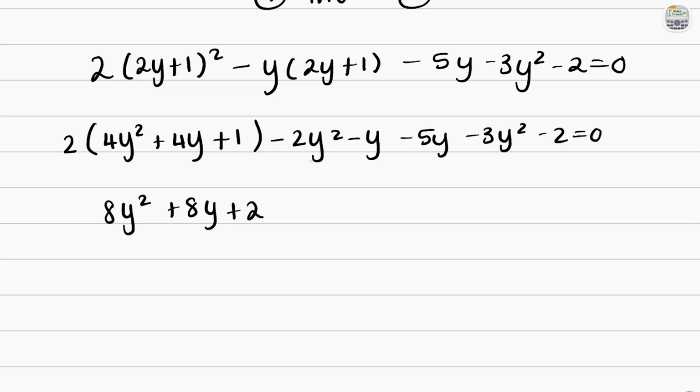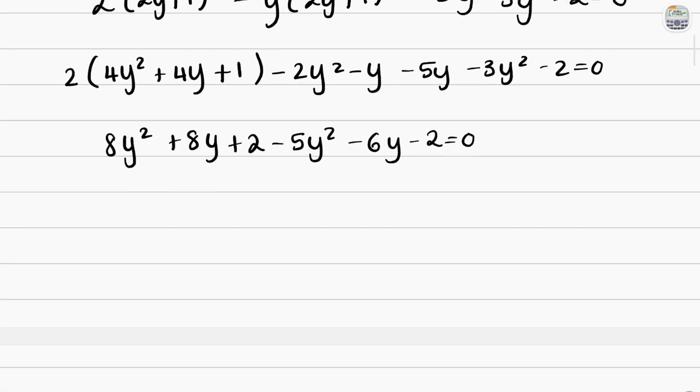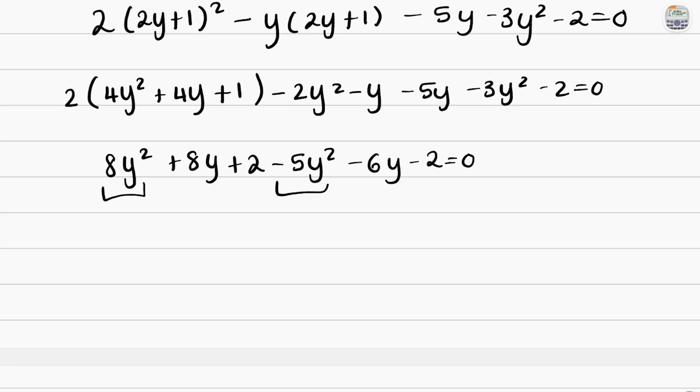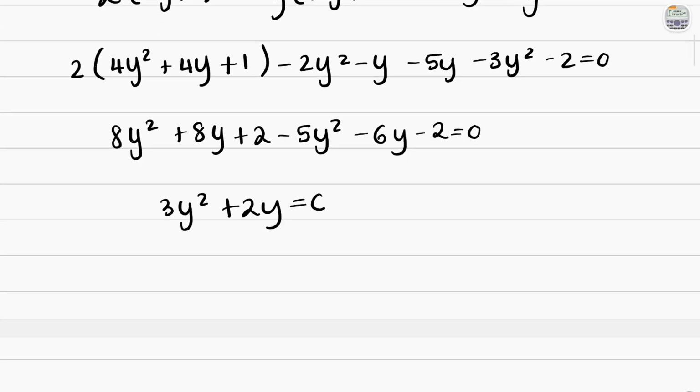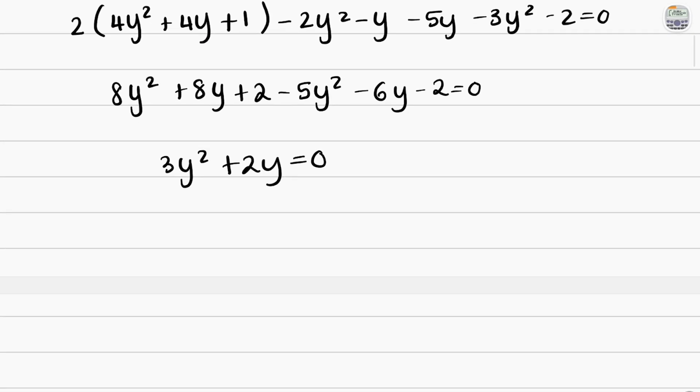And do we have any like terms here? Yes, we do. We have negative 2y squared and negative 3y squared. So that is minus 5y squared. And these two also like, so negative 6y and minus 2 is equal to 0. Okay, then these two simplify to 3y squared, and we have 8 minus 6, and that is 2, so positive 2y, and the constant, that's just positive 2 minus 2, which is 0. Okay, so this is what we have, is equal to 0.